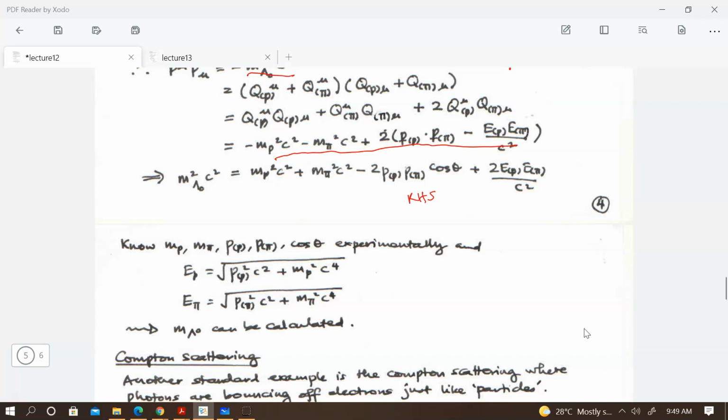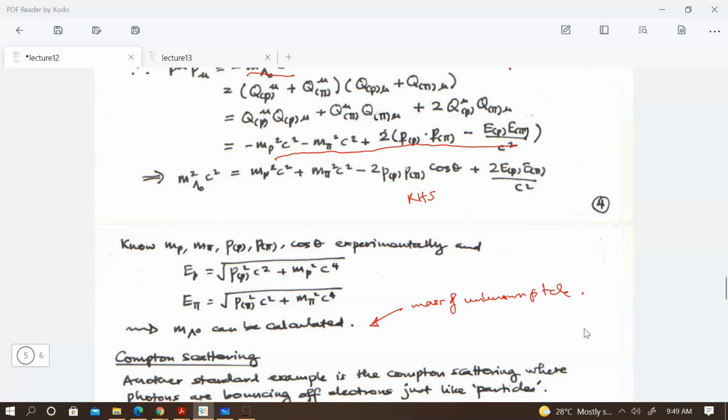You can get that from an earlier expression in terms of your kinetic energy squared and your rest mass energy squared. Okay, so that tells us that you can actually determine the mass of the lambda particle, the mass of the unknown particle.